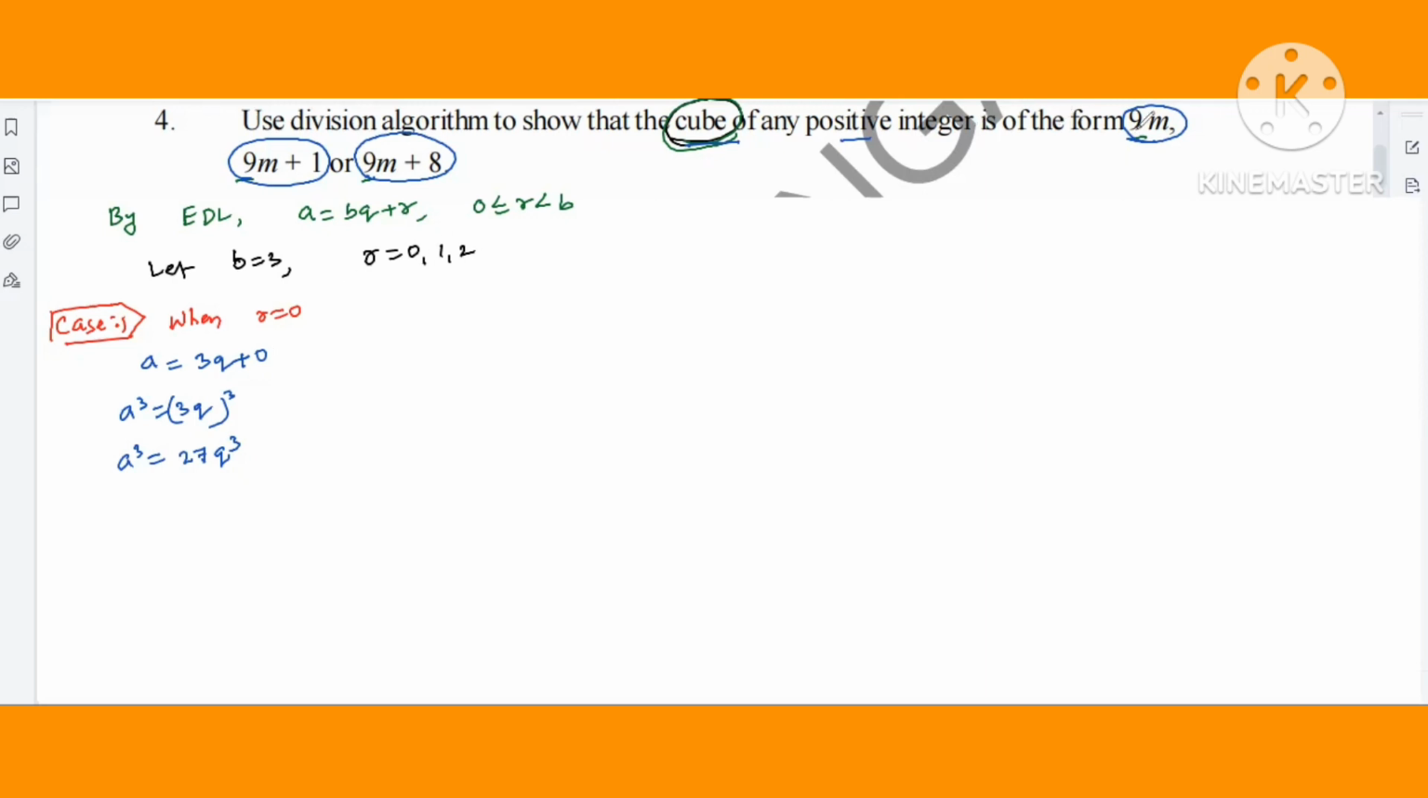So here you can take 9m. We get 9m. We can take 9 into 3, 27 cube. So this is some integer. So 9m, where m belongs to Z. So I have taken m equal to 3q cube. And next one, case 2.